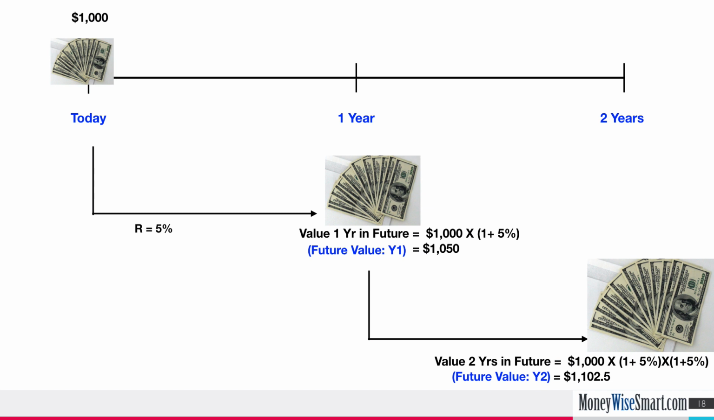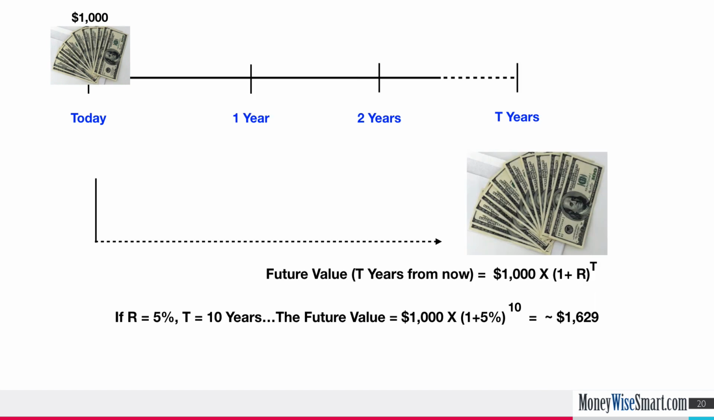So we all know this. So if we extrapolate this to T years from now, then the value of the same $1,000 becomes 1,000 multiplied by 1 plus R raised to the power T. So that is the future value of the $1,000 T years from now.